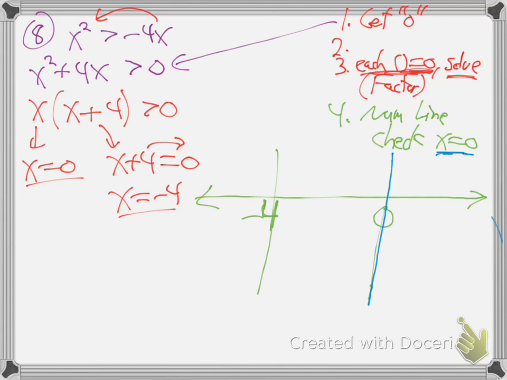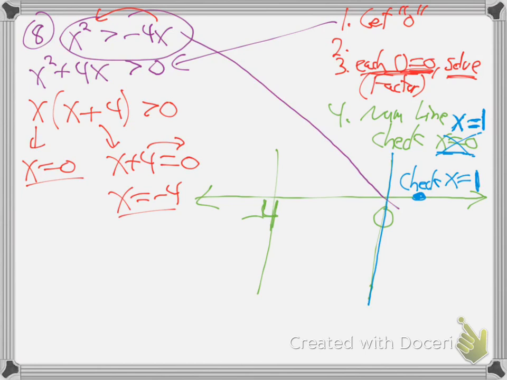So check any other number you want. It doesn't really matter. We were just doing 0 because it was easy, but you can check any number you want. How about I check x equals positive 1. 1's a nice easy number, which would be right over here, wouldn't it? Check x equals positive 1. Okay, what do I check? I check the original. Grab the original. Bring it on over here. x² is greater than -4x.